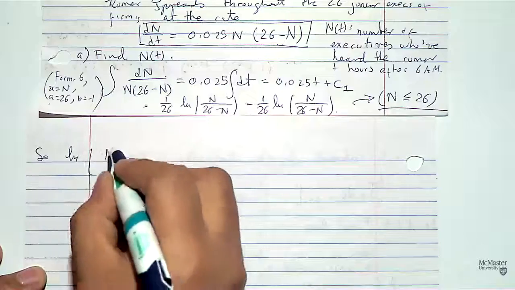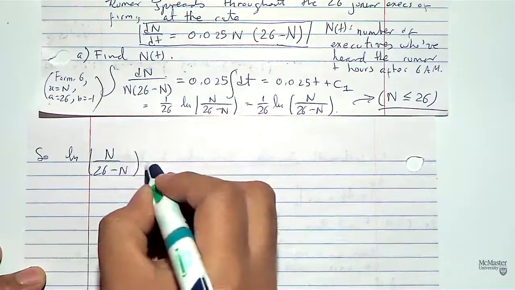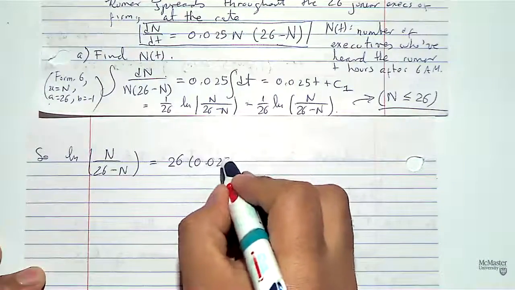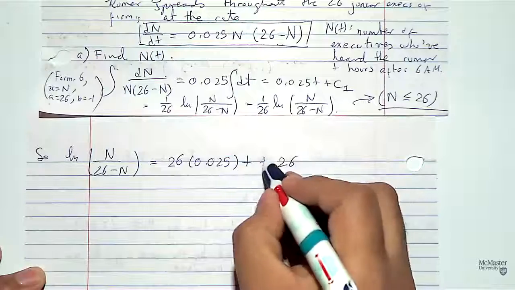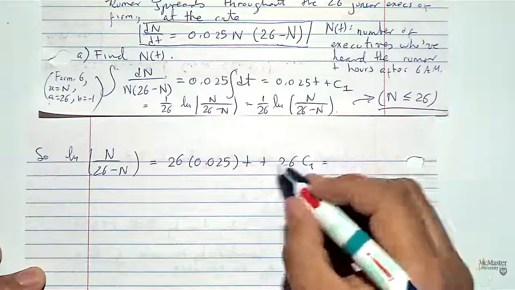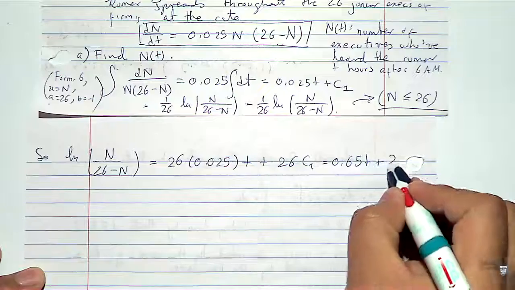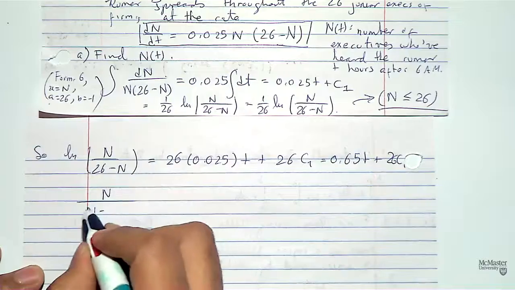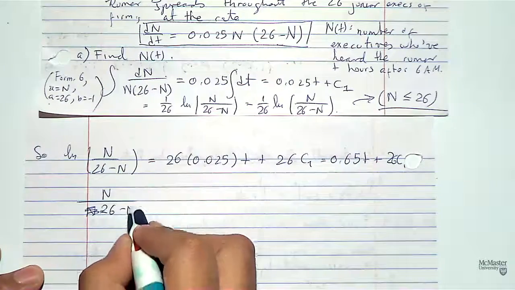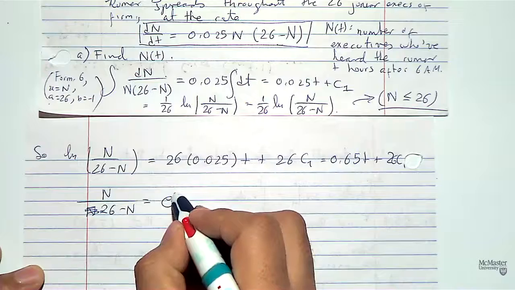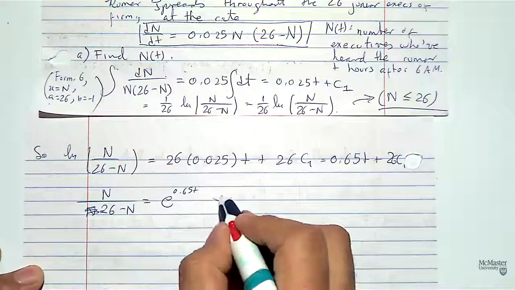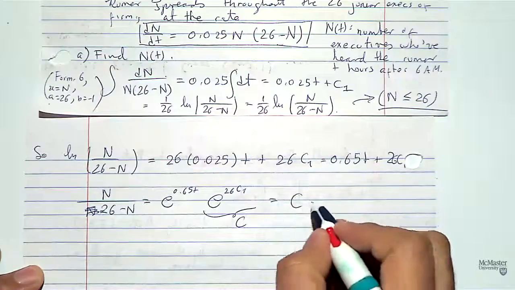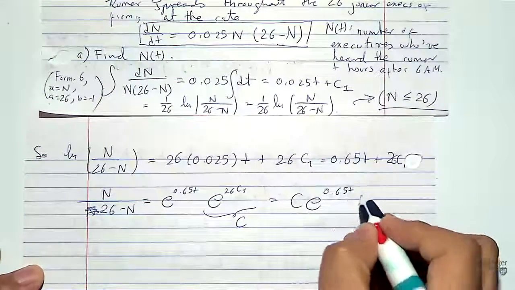And in order to finalize the solution of the exercise, what you would have is natural log of n divided by 26 minus n equal to, so you pass the factor of 26, 26 times 0.025 times t plus 26 times the constant C1. If you do the computation, this is 0.65 times t plus 26 C1. Then you would take the exponential of n divided by 26 minus n, so e to the 0.65t, e to the 26 times C1, which will be a constant C. So this is C times e to the 0.65 t.